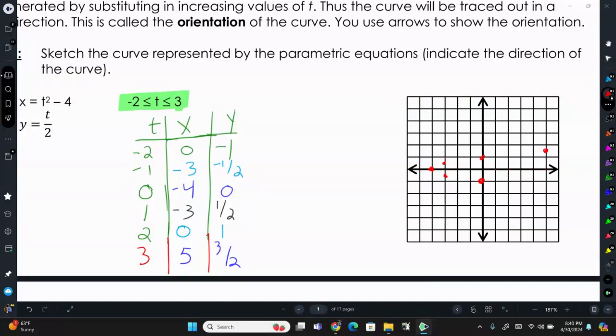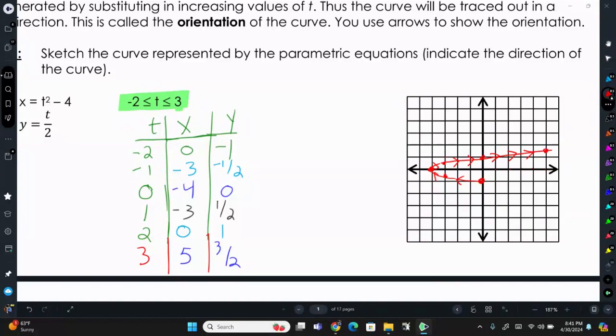So which way do we connect these dots? This one might be a little bit easy to see that we are going to connect them like a sideways parabola, but it's not always that easy. So we have to start with that first point that we got, 0, comma, negative 1, and then we're going in this direction. So what we do is we draw arrows so we know what direction this goes in.